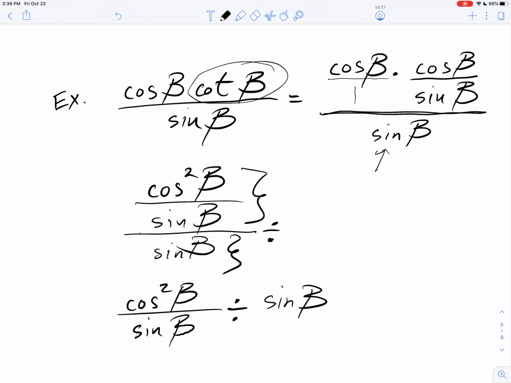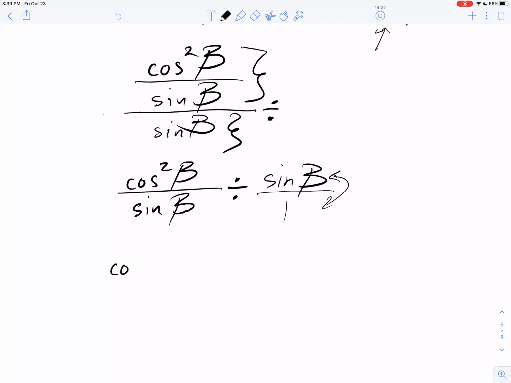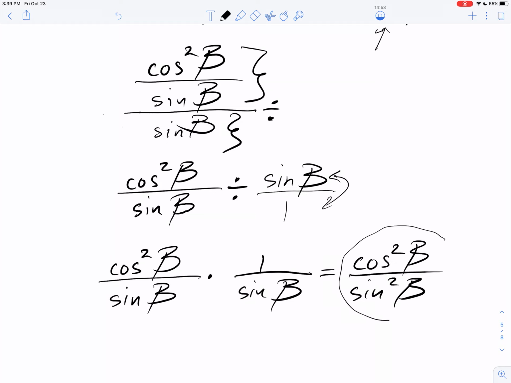Well, I could flip and multiply. I could just flip, and multiply. And if I did, I would have cosine squared beta over sine beta times 1 over sine beta. Oh, wait a minute. Let's just multiply it. Cosine squared beta times 1. That's what I get. On the bottom, sine beta times sine beta. I'd get sine squared beta. And then I go, wait a minute. Wait a minute. I recognize this guy.